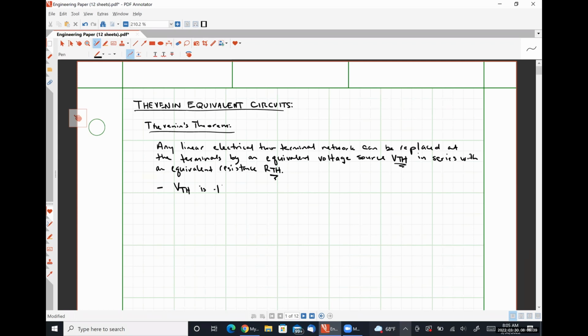Well, the equivalent voltage VTH is the open circuit voltage measured at the terminals of the live network, where a live network simply means that all of the independent sources are on.